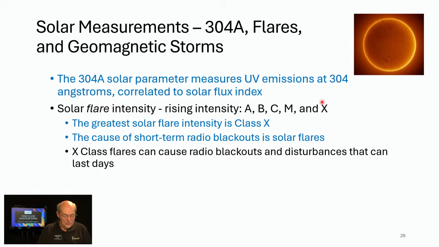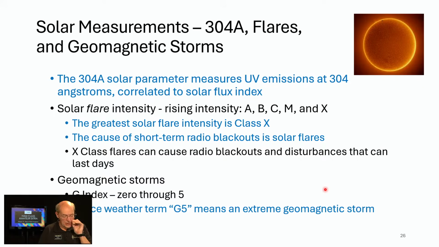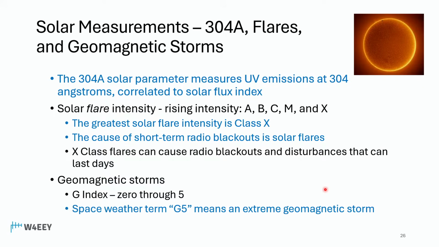All right, so just review in your own mind the blue text here. Geomagnetic storms. G and geomagnetic kind of go together. They range from 0 through 5, and the space weather term G5 means an extreme geomagnetic storm. There's all kinds of parameters out there. There's just a few of them mentioned in the pool here, and we're trying to highlight those to help you out.